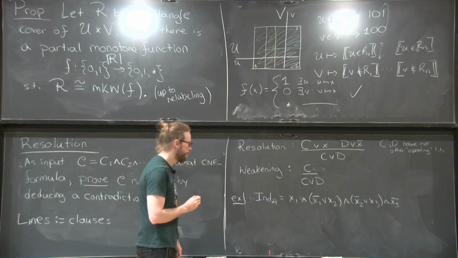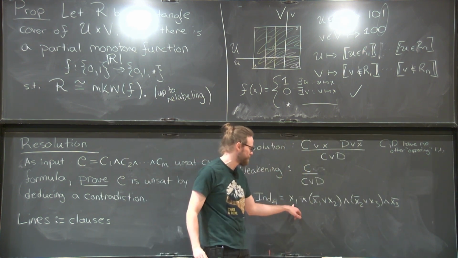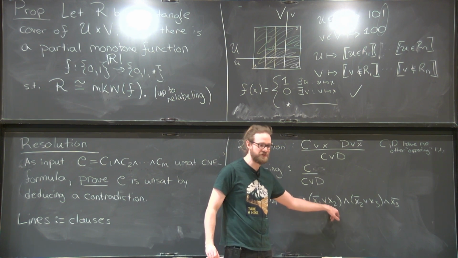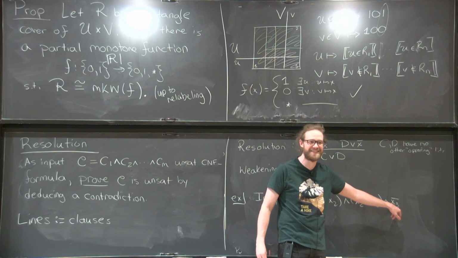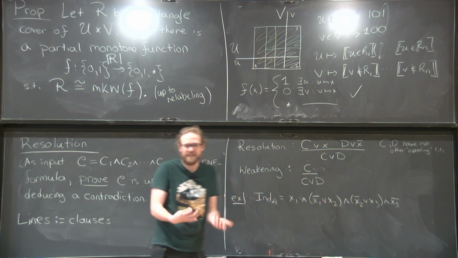Right? Okay. So it says that x1 is true, and if x1 is true, then x2 is true, and if x2 is true, then x3 is true, and x3 is false. So it's basically just encoding induction. Right?